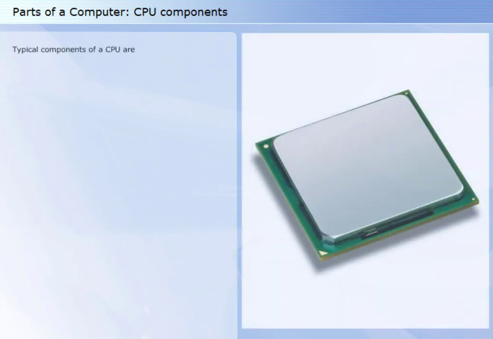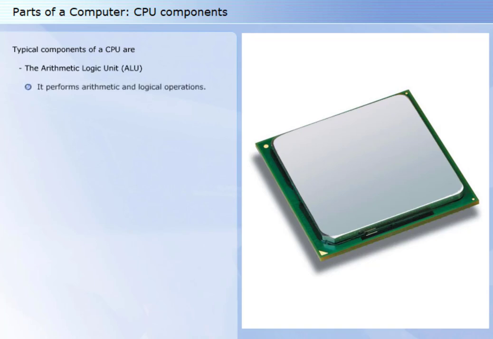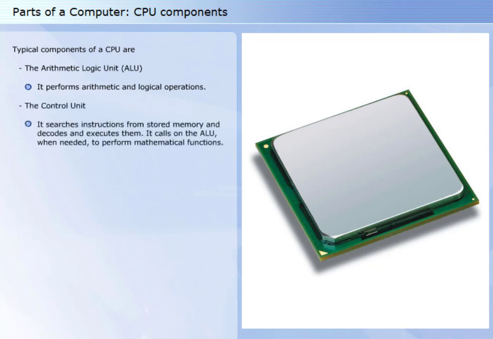Typical components of a CPU are the Arithmetic Logic Unit, ALU. It performs arithmetic and logical operations. The Control Unit searches for instructions from stored memory, and decodes and executes them. It calls on the ALU when needed to perform mathematical functions. Like all other hardware components, CPUs have improved with time, and the trend is unlikely to change anytime soon.